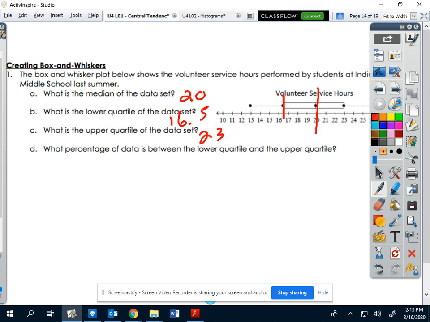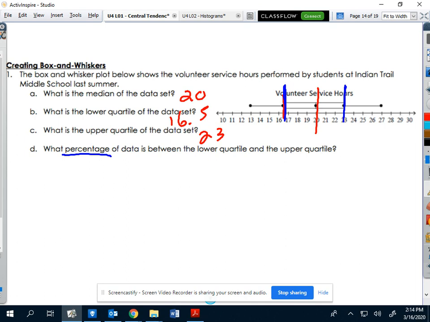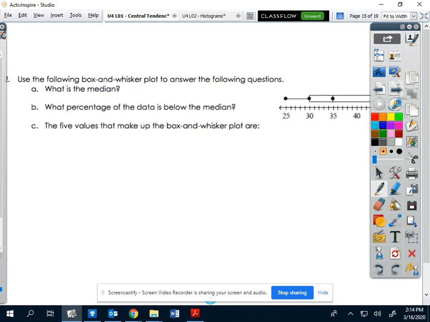And then the more important part is this percentage idea. Well, what's the percentage of data between the lower and the upper quartiles? We talked about that earlier. That's two sections, so we're at 50%. A couple more problems there for you to practice this on.